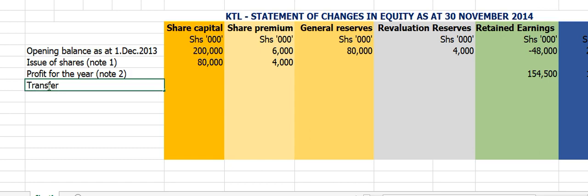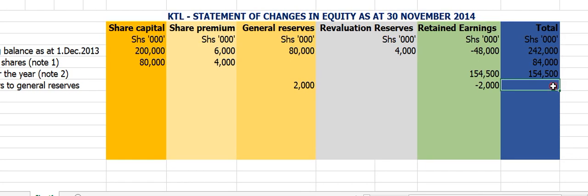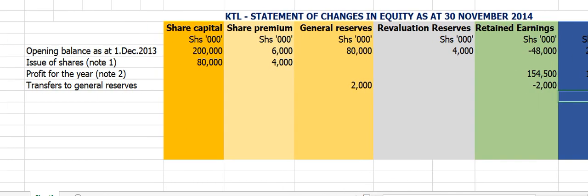Transfers to general reserves. So you're transferring from the retained earnings. You're transferring how much? You're transferring 2 millions. So it's a negative 2 millions. But you're transferring to what? To the general reserves. So we reduce our retained earnings then we increase the general reserves. The net effect of this is a 0, because I'll simply get this 2000 plus a negative 2, giving us a 0. That is transfers to the general reserves.